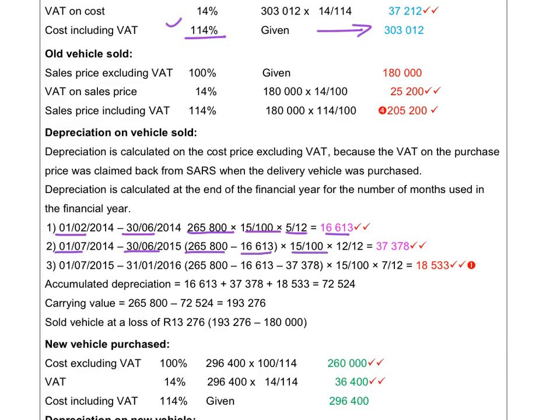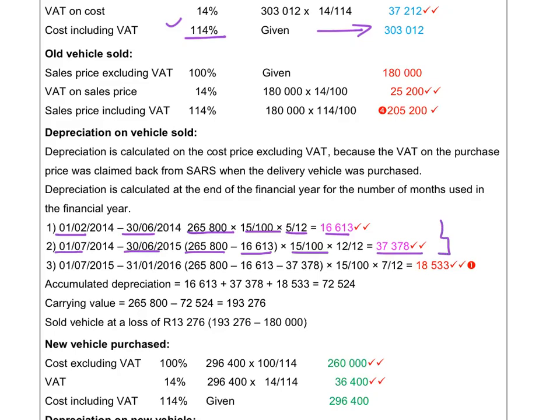Calculate 15%. We used it for the full year, so that gives me 37,378. So that means that is the end of the previous financial year. So these two amounts were already written off in previous years.